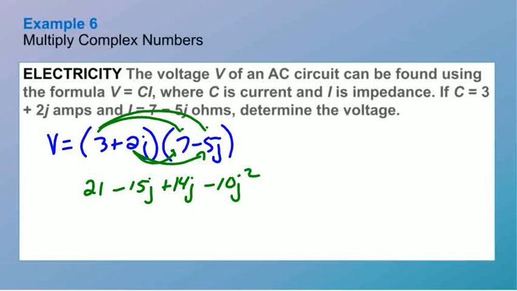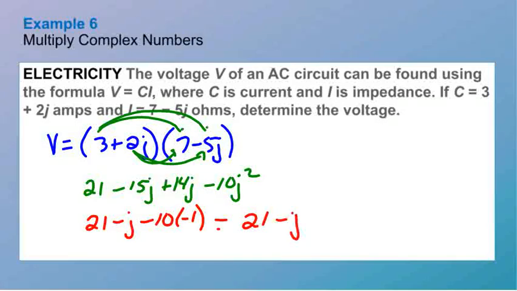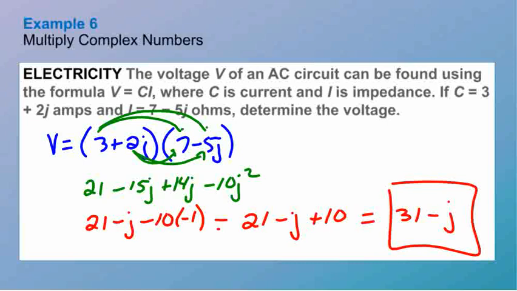Now treat the J just like i, the imaginary unit. When I combine these, I have 21 minus J, minus 10J squared, and J squared is negative 1. That's just like i squared, which is negative 1. So now we have 21 minus J plus 10, which will give us an answer of 31 minus J. And that would be our answer. These would be volts.